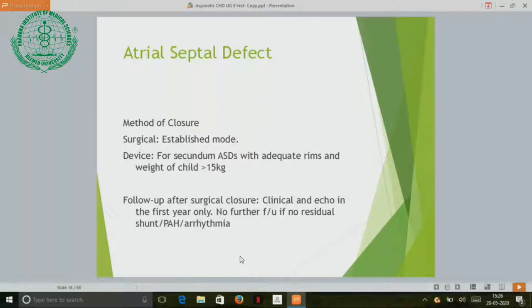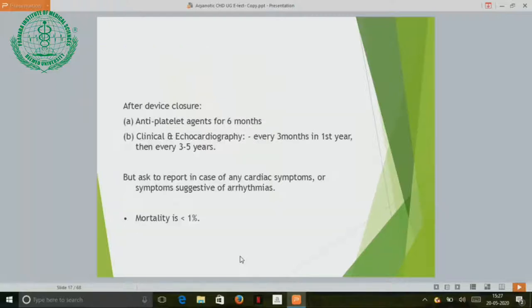As earlier I said, we have discussed that ostium secundum ASDs are located exactly at the middle of the interatrial septum. So there is a good surrounding structure to hold the device, and for that the child has to be at least 3 to 4 years of age with weight of more than 15 kg. After the closure, we have to follow this patient. In surgical closure, we follow this patient every 2 to 3 months up to 1 year post-operative. And if there is no residual shunt, no pulmonary artery hypertension, and no arrhythmia, then there is no need for further follow-up.